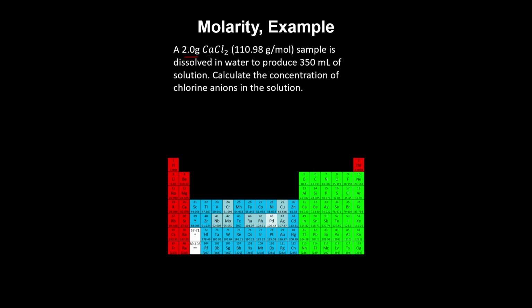A 2 gram sample of calcium chloride with the following molar mass is dissolved in water to produce 350 ml of solution. Calculate the concentration of chlorine anions in the solution. Well, the molar concentration of chlorine is the number of moles of chlorine anions on the liters of the solution. Now the number of moles of calcium chloride can be obtained by dividing the mass on the molar mass of the sample.